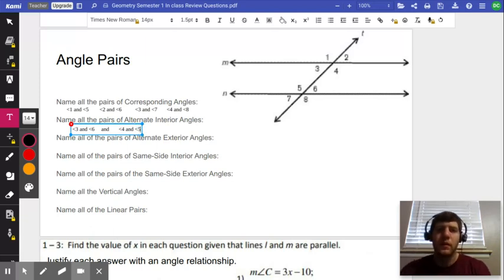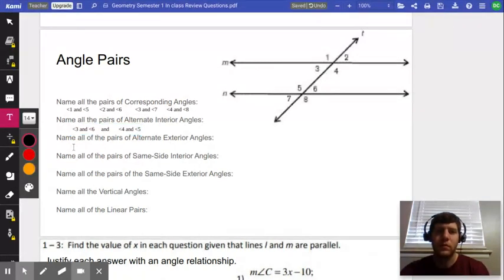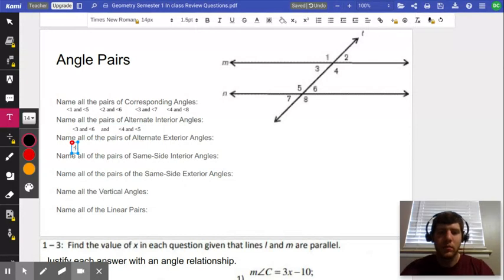Okay, alternate exterior angles are on alternate sides of that transversal and outside of the two lines. So 1 and 8 would be alternate exterior, and then 2 and 7. So angle 1 and angle 8. Okay, and then angle 2 and angle 7.